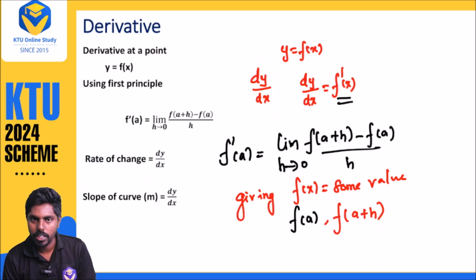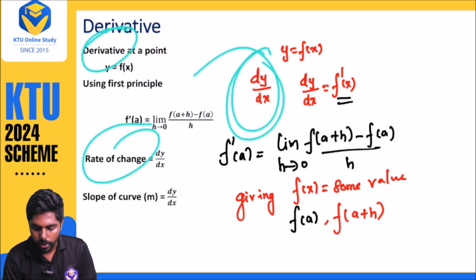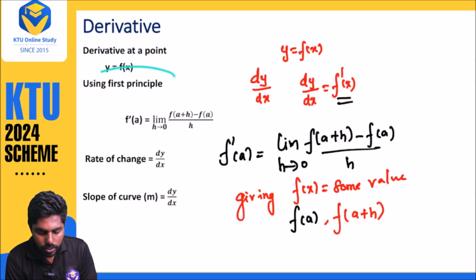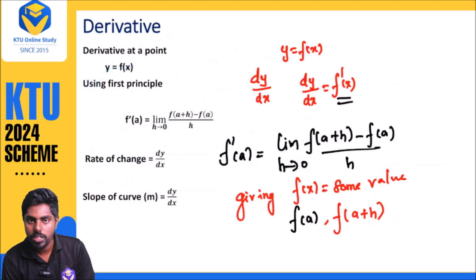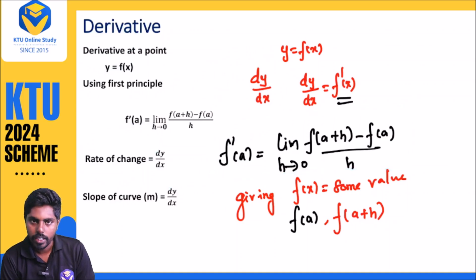Very simple thing. If you see any question asking to find the slope of the curve, that is m equal to dy by dx. Rate of change is also dy by dx, and derivative is also dy by dx. So this is your formula. But if the question asks to find the slope of the curve using first principle, then you use the first principle formula. Okay, we will directly go to the sums.